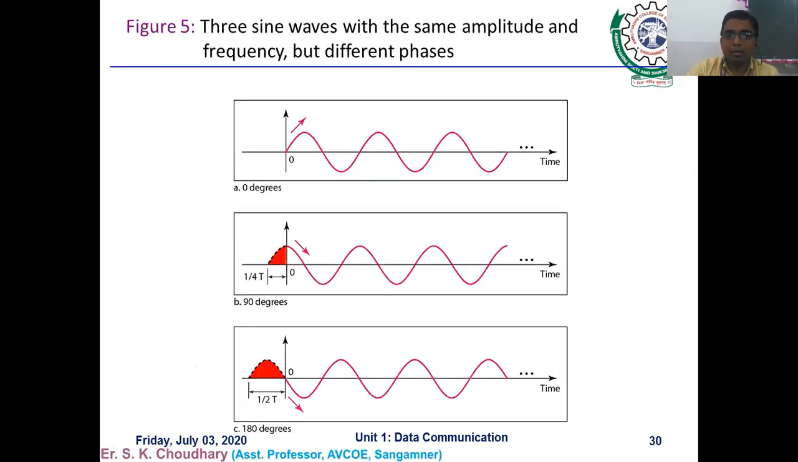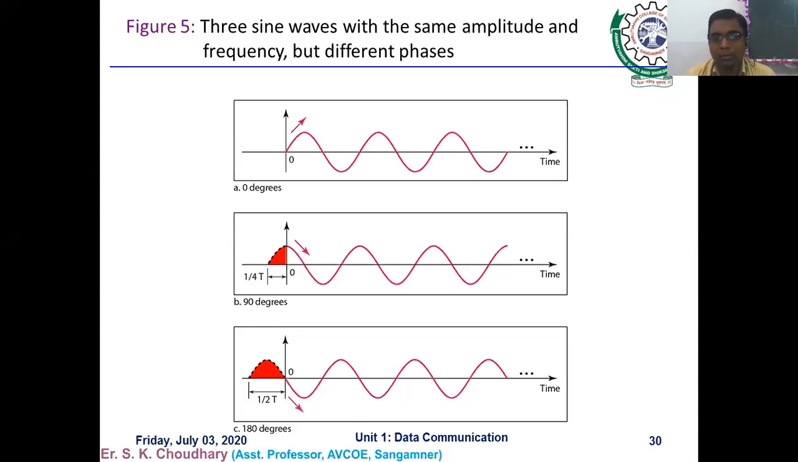Now let us see a diagrammatic example. The example shows three sine waves with the same amplitude, but all three signals have different phase shifts. The first signal is a sine wave that starts from the 0th time. As per the definition of phase we have seen, this is the reference position, 0th time. So here the phase shift is 0 degree. There is no phase shift.